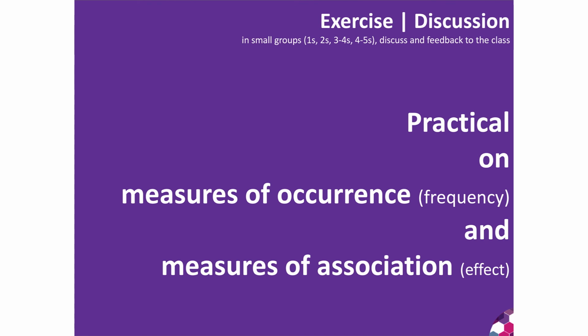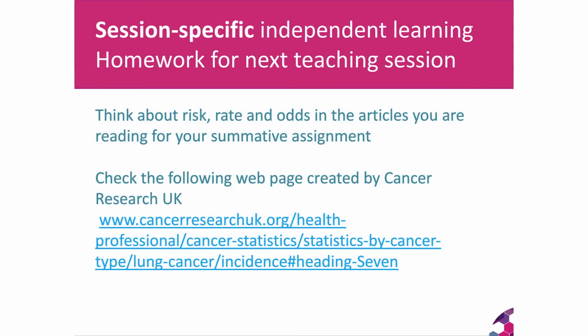Now that's a quick overview of measures of occurrence and measures of association, as well as confidence intervals and p-values. We will do some examples in the practical, and you can also look at this website, which also gives more statistics around cancer that uses incidence and prevalence to just enhance your understanding of this topic. And please also look at the reading list and the materials on Blackboard, which will again enhance your knowledge and understanding about measures of occurrence and measures of association.